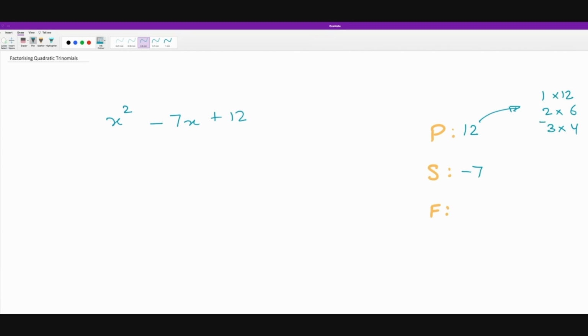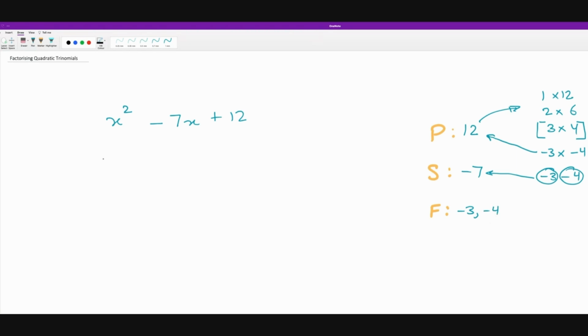If I was to put a negative for both of these numbers, 3 and 4, so let's say we have minus 3 times minus 4, and I have minus 3 plus minus 4, just basically meaning minus 3 minus 4, we can see I get a product of 12, a positive 12, and I do get a sum of minus 7. So these are the two factors that we have, minus 3 and minus 4. And that's what I'm going to put over here.